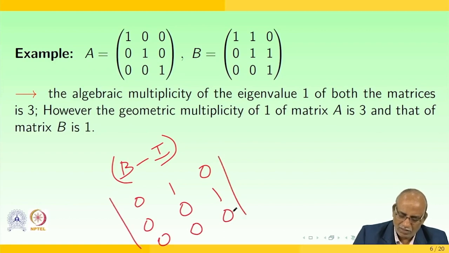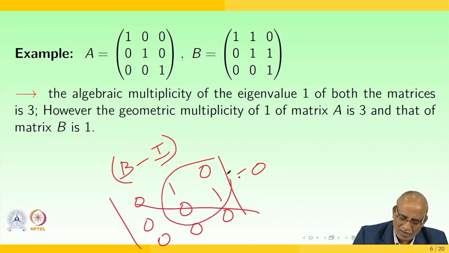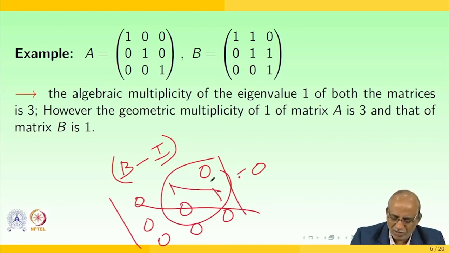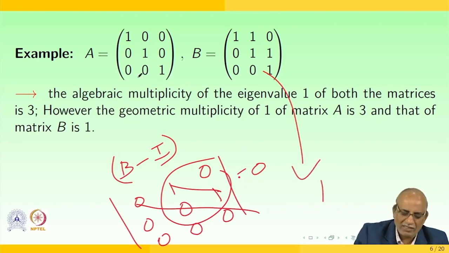So, what would happen to this? In this case, the determinant happens to be 0. The main diagonal is 0, so only the superdiagonal entries are non-zero, with 1s, and everywhere else is 0. Therefore, obviously, the geometric multiplicity of the matrix B turns out to be 1. Whereas, in the case of A, it is 3.